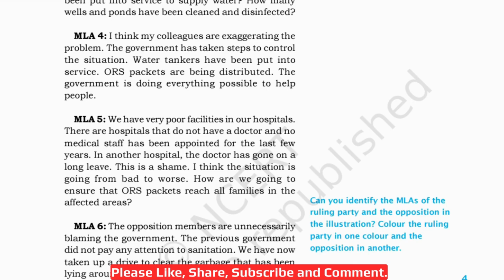MLA 5. We have very poor facilities in our hospitals. There are hospitals that do not have a doctor and no medical staff have been appointed for the last few years. In another hospital, the doctor had gone on a long leave. This is a shame. I think the situation is going from bad to worse. How are we going to ensure that ORS packets reach all the families in the affected areas?